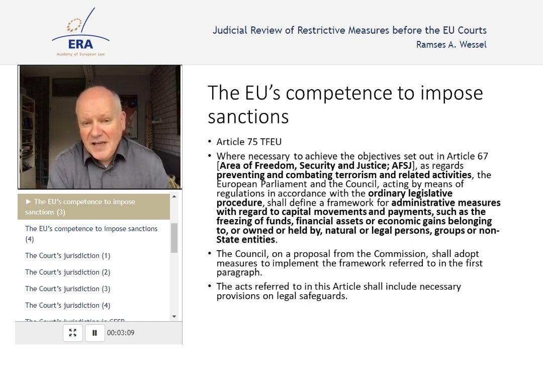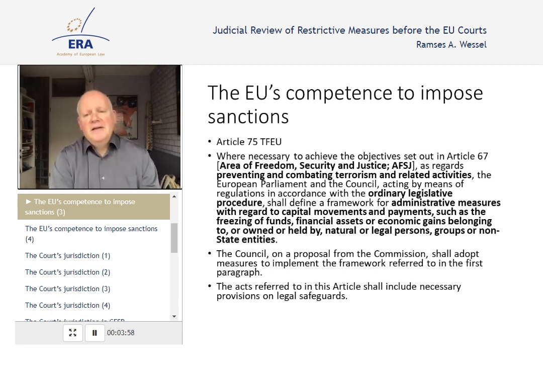If you look at Article 75, it's very much related to the area of freedom, security, and justice. So where necessary to achieve the objectives set out in the area of freedom, security, and justice, as regards preventing and combating terrorism and related activities, the European Parliament and the Council shall take measures. So this is very much about the AFSJ, and very much about preventing and combating terrorism. And as you can see also, the procedure is completely different, right? So we're dealing with the ordinary legislative procedure, so the normal procedure, you could say, in EU law, with a commission proposal, with decision in the end being taken by the council and the parliament.